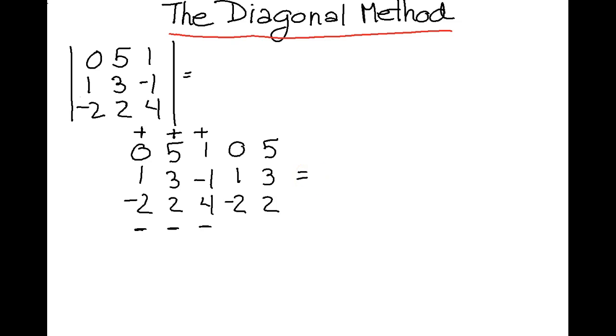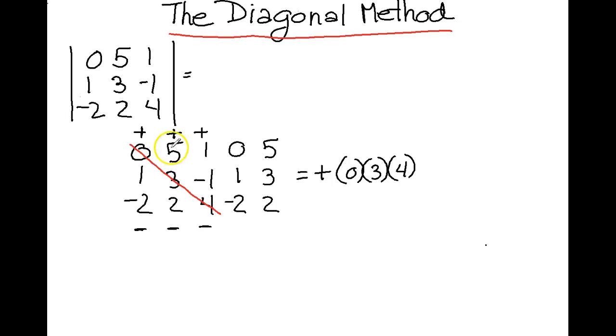The next step is I start at the very top left-hand corner of my matrix, and I draw a diagonal directly through those three numbers. I notice that above this column is a plus, so I am adding it, and then I just multiply all those numbers together: 0 times 3 times 4.